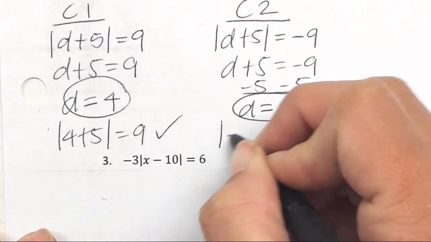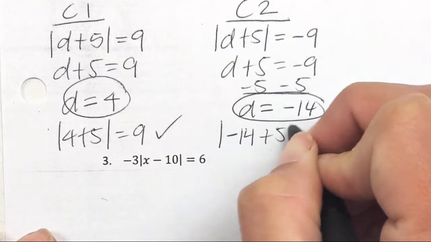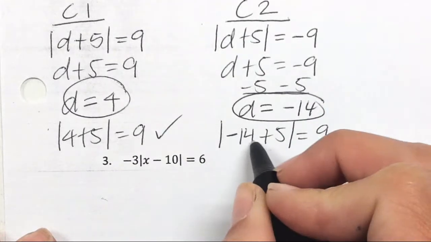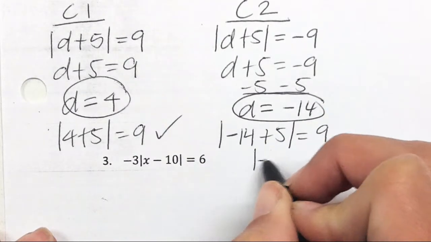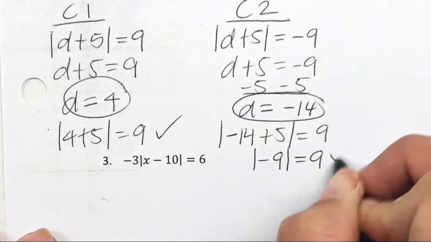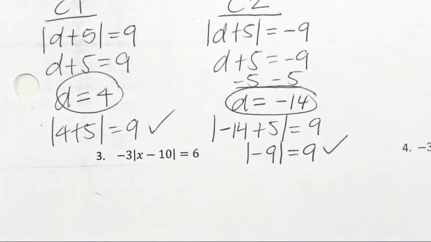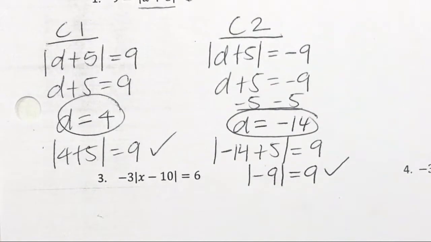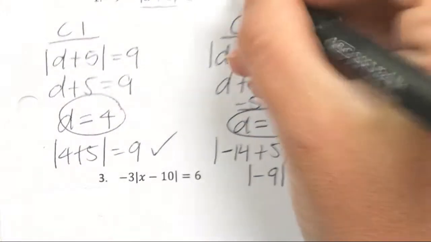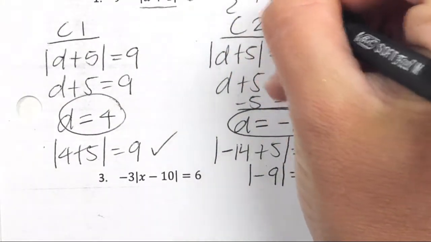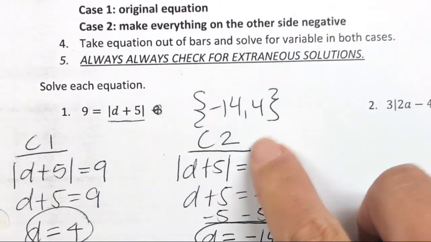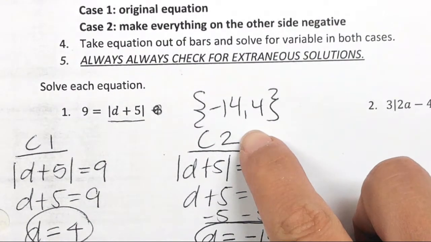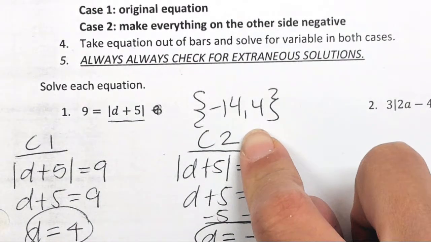This one's absolute value of negative 14 plus 5 equals 9. And what's negative 14 plus 5? What's the absolute value of negative 9? So both of these work. And that's it. So you can leave your answers circled like this on the homework quiz on Friday, or you can write it like this. Negative 14, 4 as your solution. Okay. Any questions on that one?